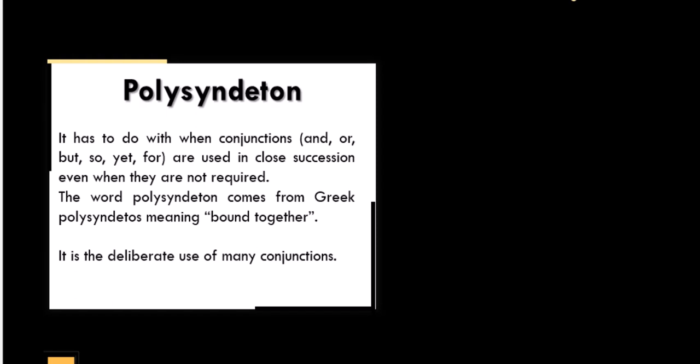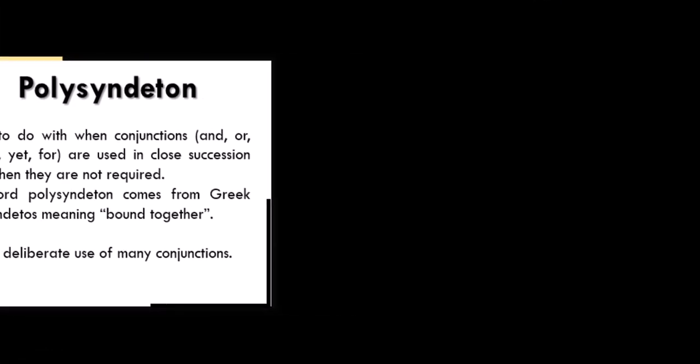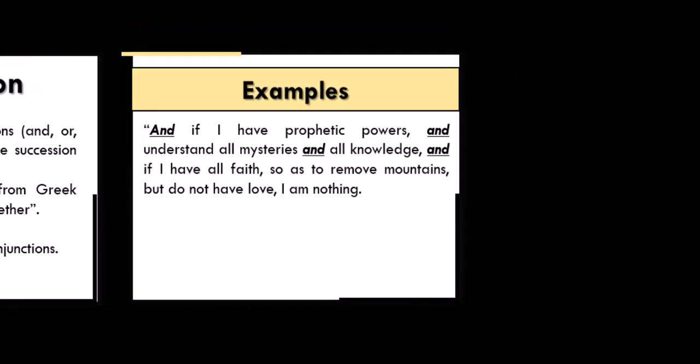It is the repetition of a particular conjunction. This does not mean you can select different conjunctions. It just means pick one of the FANBOYS and use it repeatedly. So take a look at this example. "And if I have prophetic powers, and understand all mysteries and all knowledge, and if I have all faith so as to remove mountains, but do not have love, I am nothing." This is actually an excerpt from a biblical verse. You can see the repetition of "and."